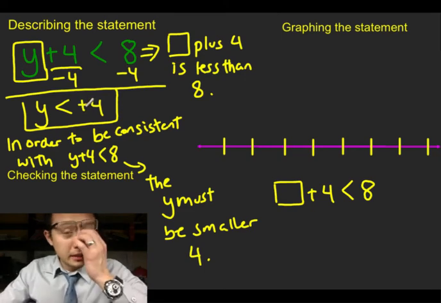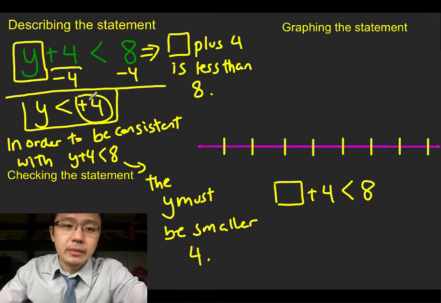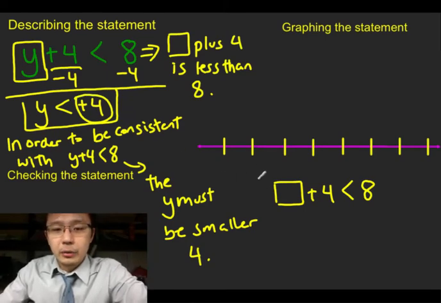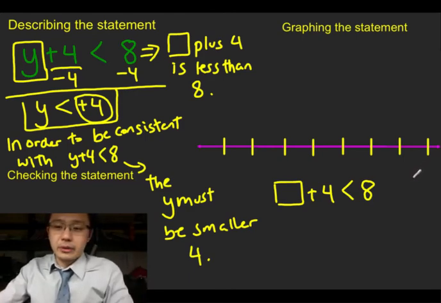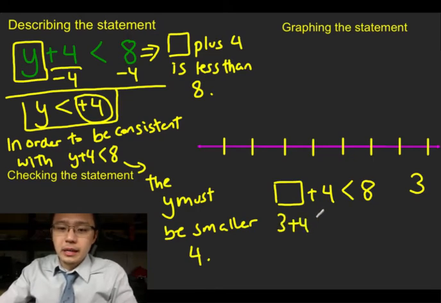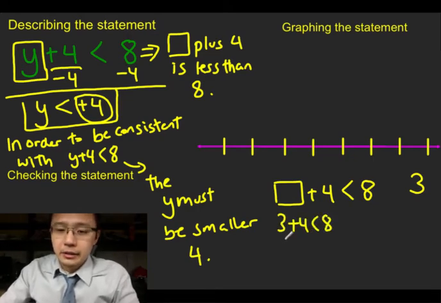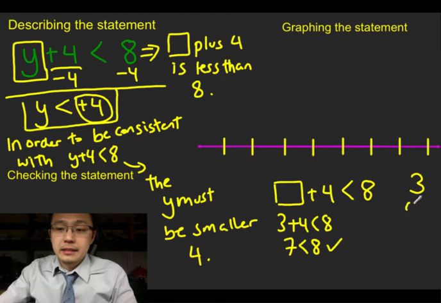So basically this is saying that any number that is smaller than 4, if you plug that into this blank, it would work. So let's try a couple numbers. What's a number smaller than 4? Well, let's try 3. If we plug in 3 plus 4 is less than 8, is this right? 7 is less than 8. So that's right. Let's try another number, say 0.